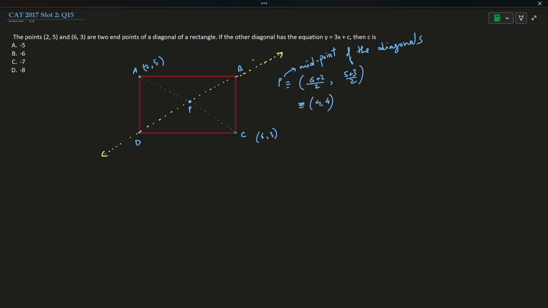Now guys, what is the equation of this line? The equation of this line is given as y = 3x + c. But please remember the point P lies on this line. That means the coordinates of P will satisfy this equation. So I will replace x and y by 4 and 4. From here c will come out as -8. A very simple question guys. So the correct answer will be option D. Let's move on to the second question.